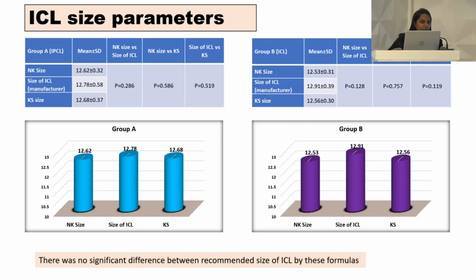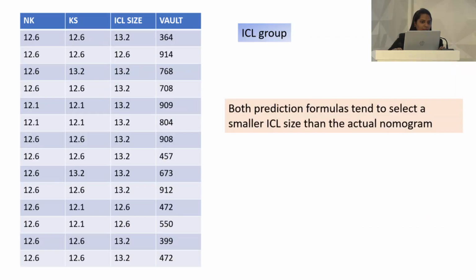Coming to the size parameters, the size of the ICL that is calculated by the manufacturer was more compared to the NK and KS formulas which was predicted on the AS-OCT, but there was no statistical significance. So here we could see in each and every patient, the NK and KS formula has predicted the smaller ICL size than the actual nomogram.